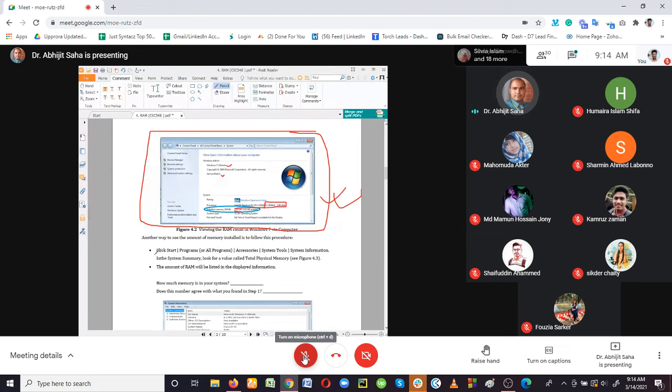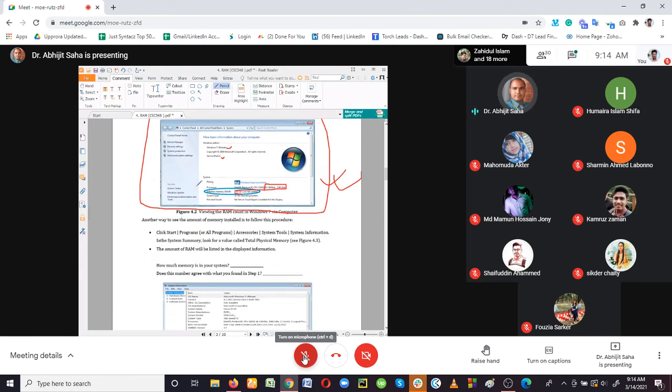If it is any type of Windows operating system, you can go the same way. Click Start, Programs, Accessories, System Tools, System Information. In the System Summary, look for a value called Total Physical Memory. So this is also another way that you can do it.